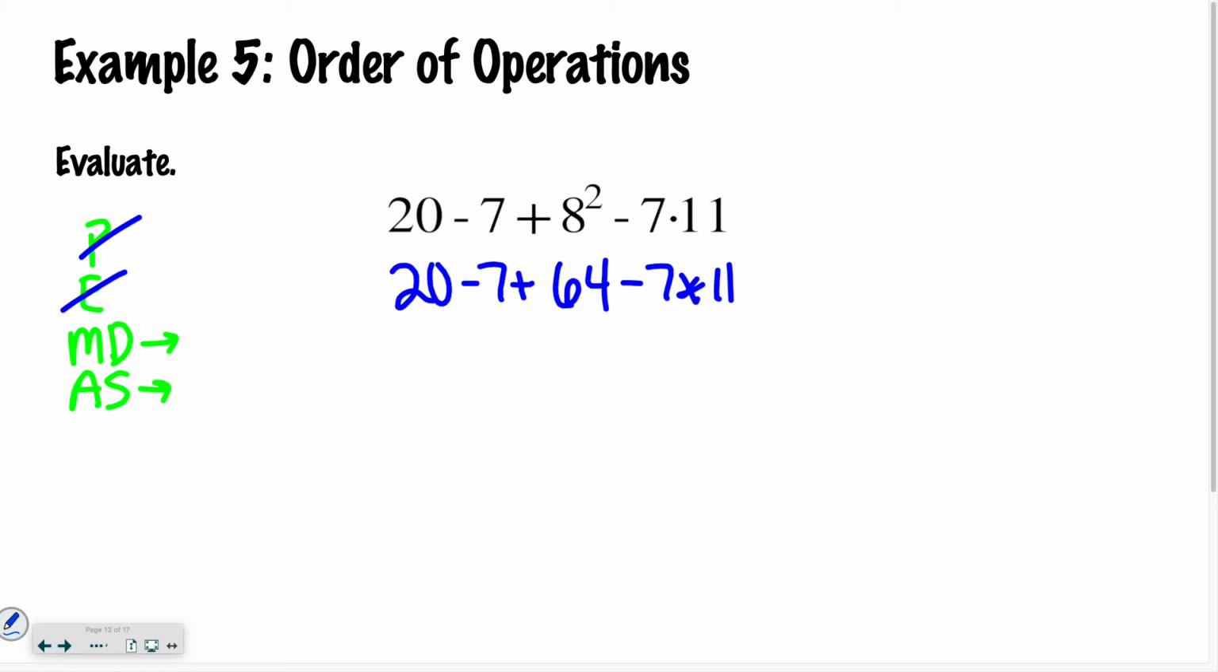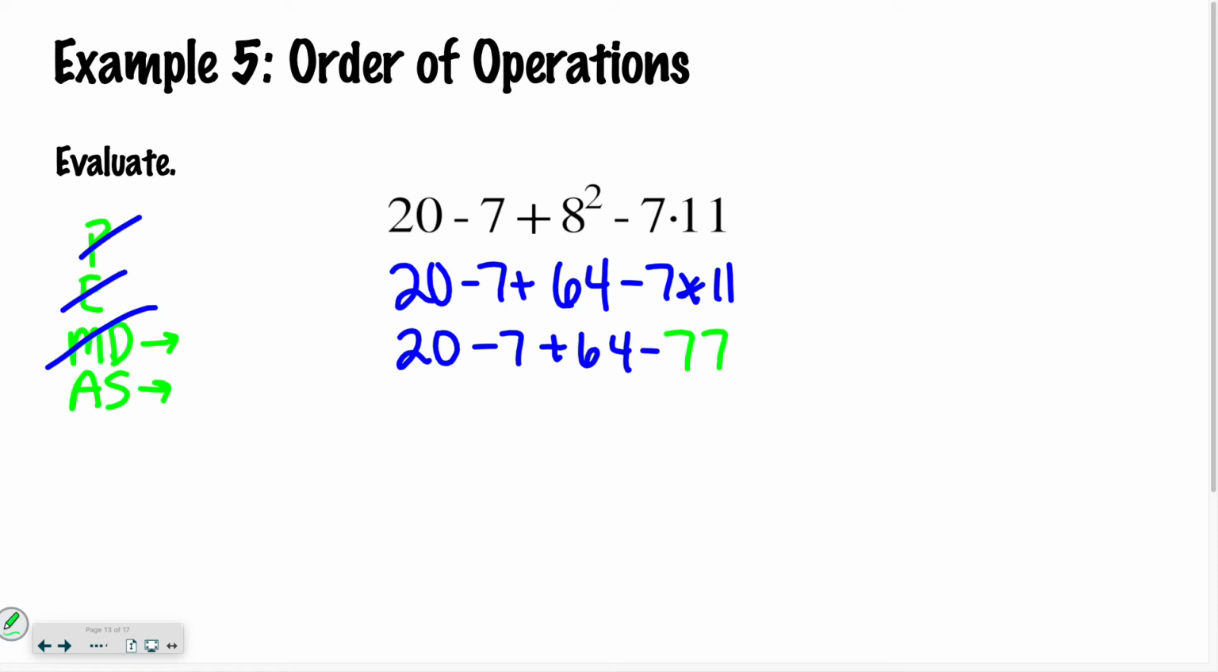So the first multiplication I have is that 7 times 11, which is 77. So everything else is going to stay the same. So I leave it like that. And then I'm done with all of the multiplication and division from left to right.